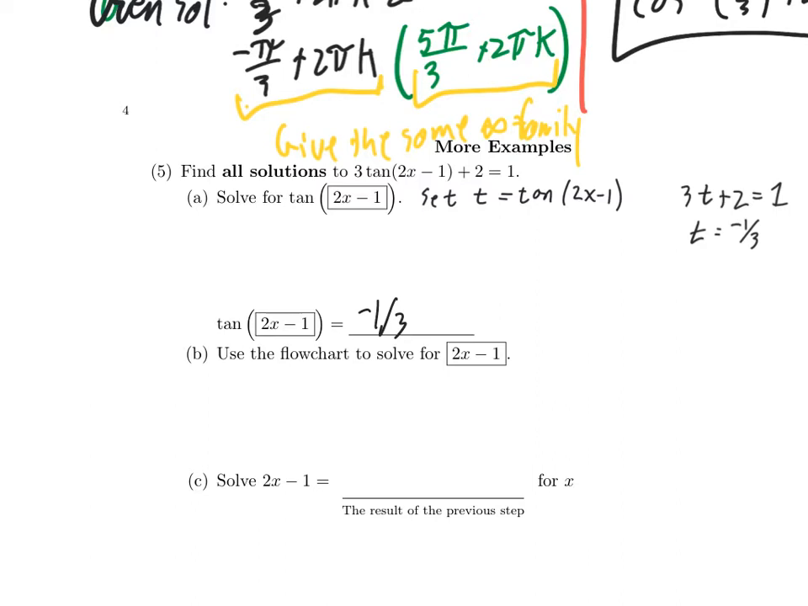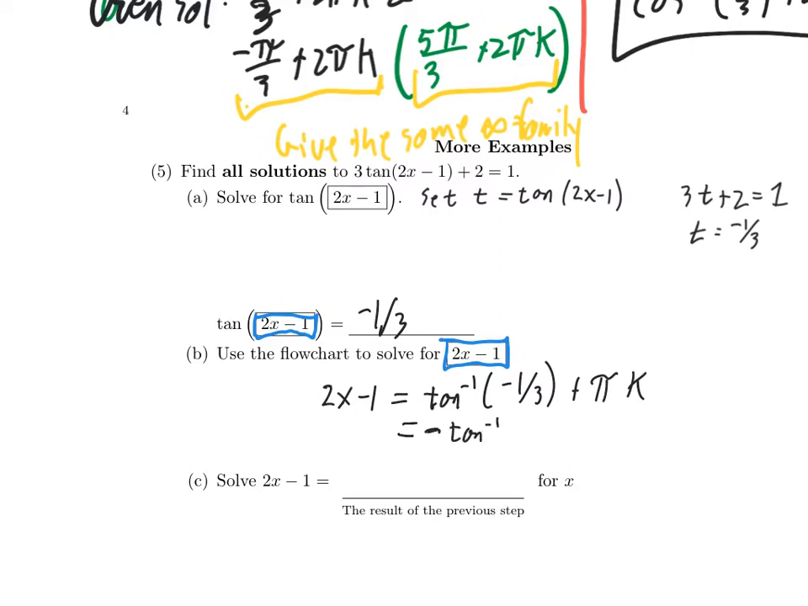Well, that's the type of thing that I can use inverse trig functions to figure out. So I see tangent of some input, which is in blue, is equal to negative 1 over 3. If I want to solve for that input in blue, all I have to do is apply inverse trigonometry. I'll get 2x minus 1 equal to tangent inverse of negative 1/3 plus pi k. Although maybe it's helpful to simplify. Tangent inverse is odd, so that's the same thing as negative tangent inverse of 1 over 3 plus pi k.